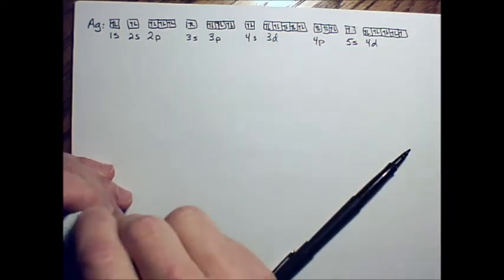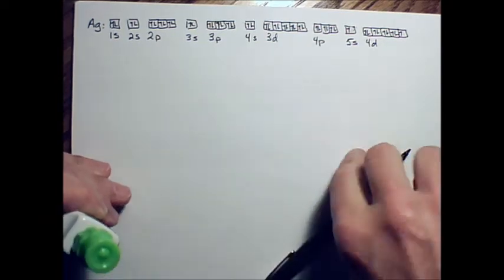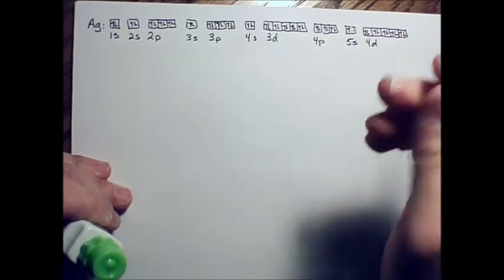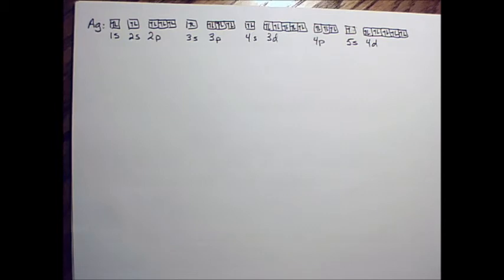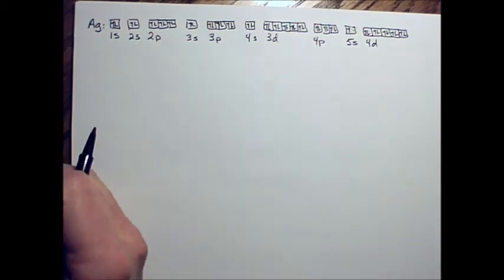That's close enough, I guess. Alright, so there we go. And that's the orbital notation for silver. So all together, there's 80 points there.